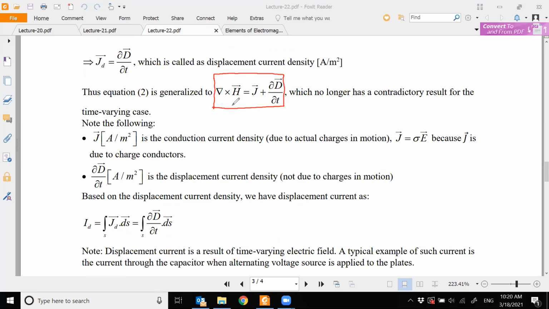And now this doesn't contradict anything. This is valid for both time varying as well as time independent cases. In time independent, this becomes 0, right? Because if it is time independent, it's a static case. So my electric flux density becomes static. So therefore this becomes 0 and del cross H will be J bar.